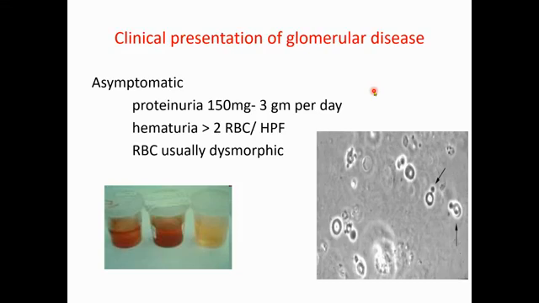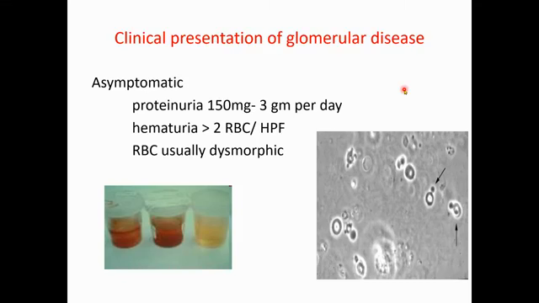How does a glomerulonephritis or nephrotic syndrome patient present? The clinical presentation of glomerular disease: the first one is asymptomatic. Usually the proteinuria is less than 3 gram per day. Hematuria, that is RBC more than 2 per high power field, and usually dysmorphic RBCs are present.